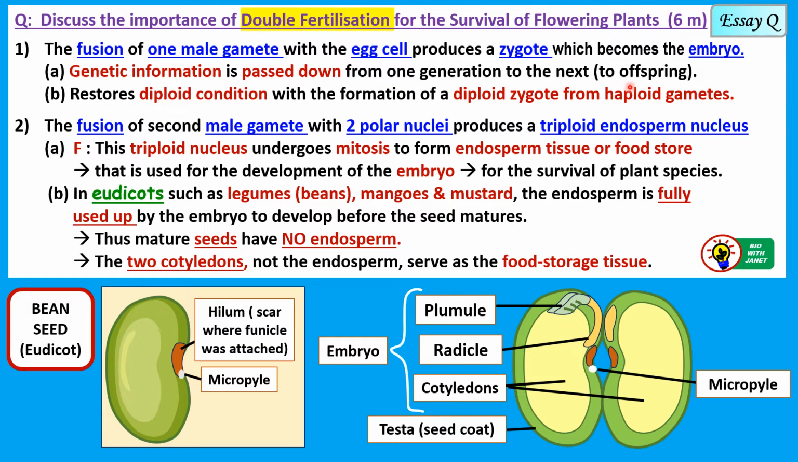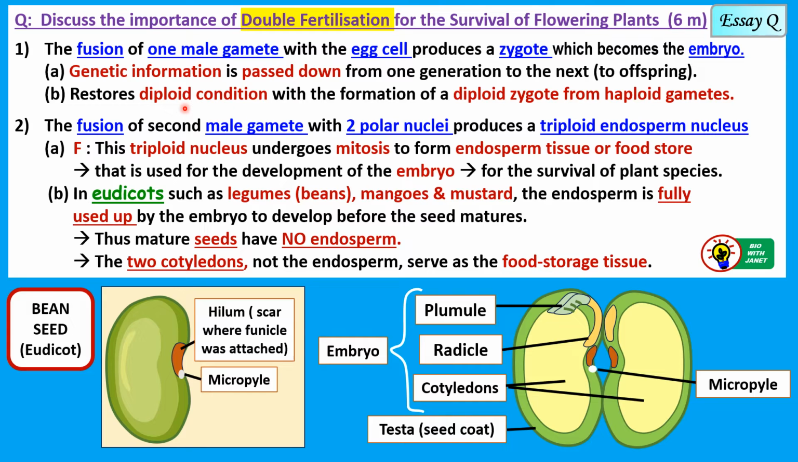Okay, so the male parent will contribute one set of chromosomes that contains the genes to determine the characteristics of the organism. The female parent also passes down one set of chromosomes in the egg cell to the offspring to determine the characteristics of the offspring. So the zygote contains two sets of chromosomes that contain genetic information. One set of chromosomes is from the male parent and one set from the female parent. Okay, so that's how genetic information is passed down from one generation to the next.